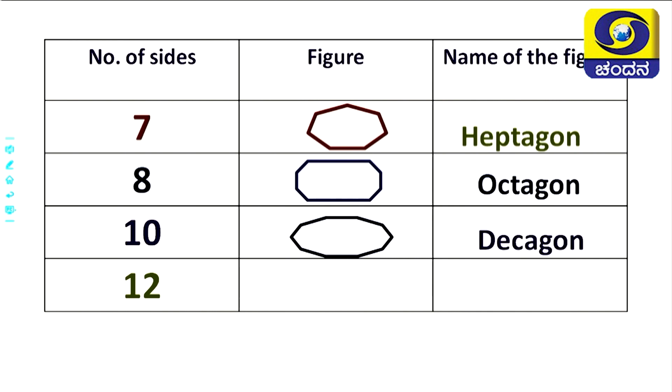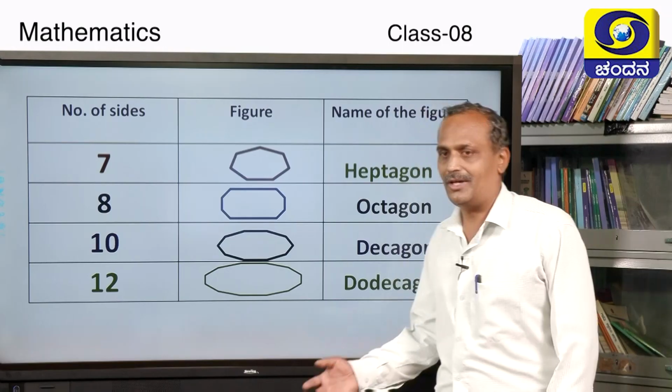Deca means 10. Now, if it is 12, similarly you can draw the figure. I have taken 12 here. So, what do you call that figure? So, that figure you are telling right, it is dodecagon. Dodeca means 12 sides. Let us move further here.